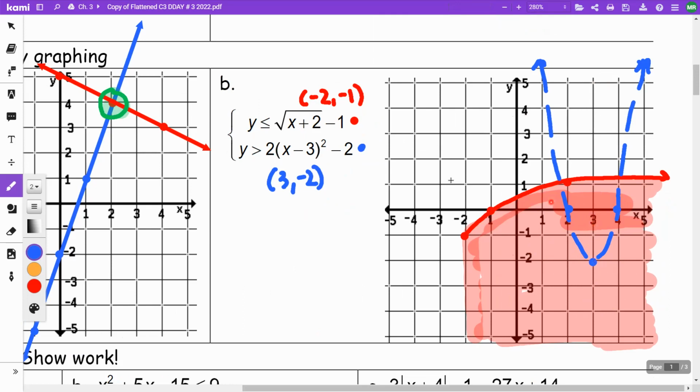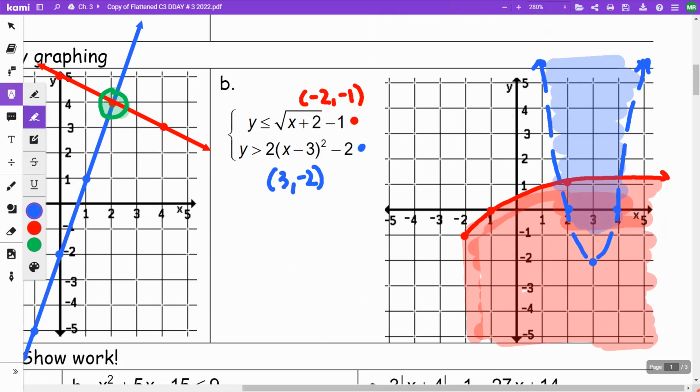So again, we want above, which is going to be here. So let me shade that. So it's going to be everything here. And then you see where the purple is. I'll emphasize the purple a little bit more. Okay, so where the red and blue make purple, this right here, everything here is where my solution is.